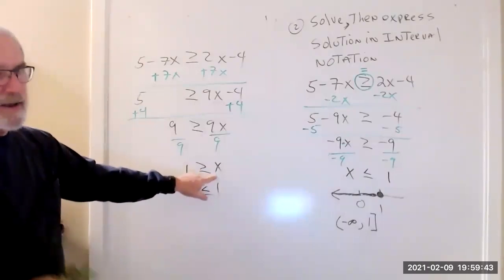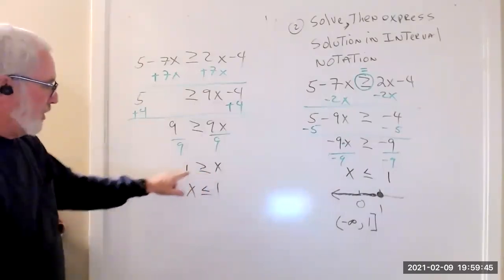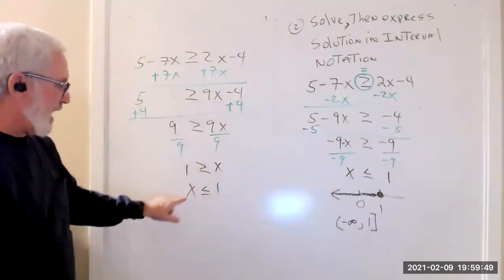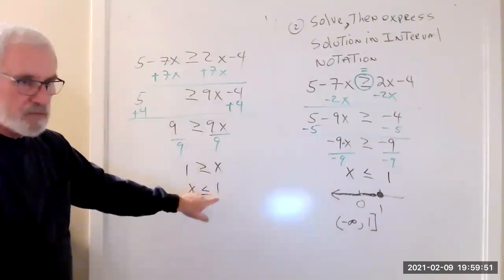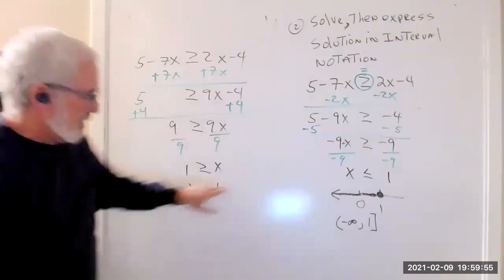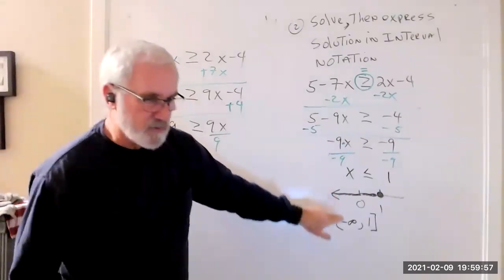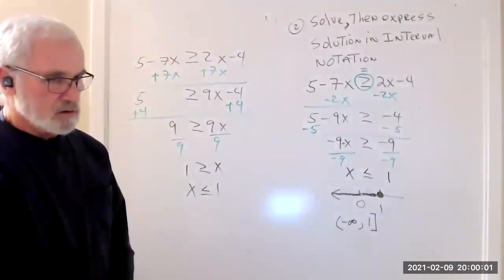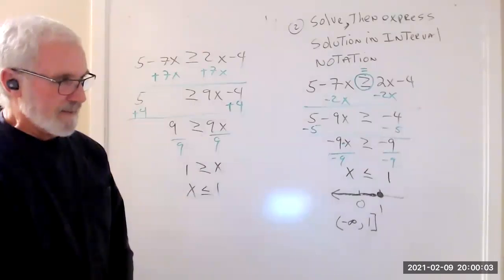Remember, greater than means bigger. 1 is more than x, which is the same thing as saying x is less than 1, smaller than 1. Now you have x on the left-hand side. Now it's easier to graph, easier to put in notation. Okay?